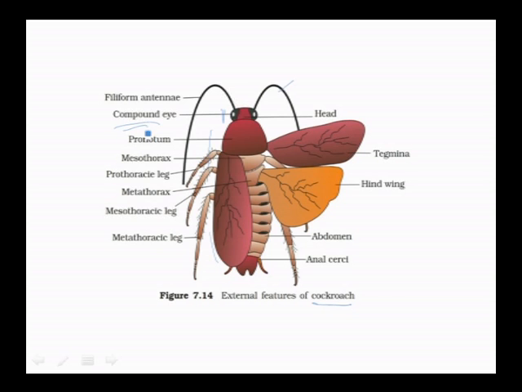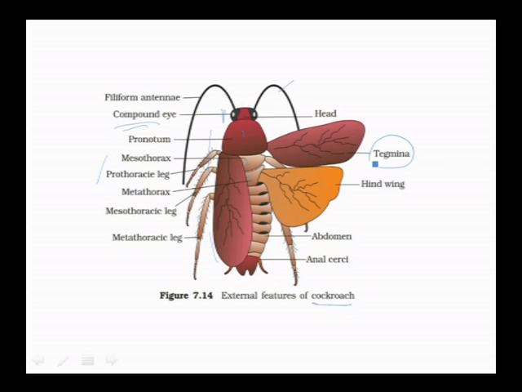The second important part is the thoracic region. The thoracic region is divided into three parts: prothoracic, mesothoracic, and metathoracic regions, which contain three pairs of legs on the ventral side and two pairs of wings on the dorsal side. There are two pairs of wings present.